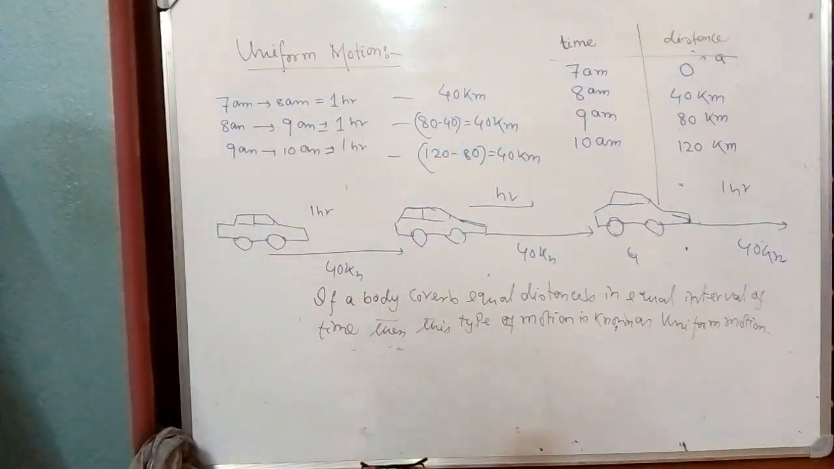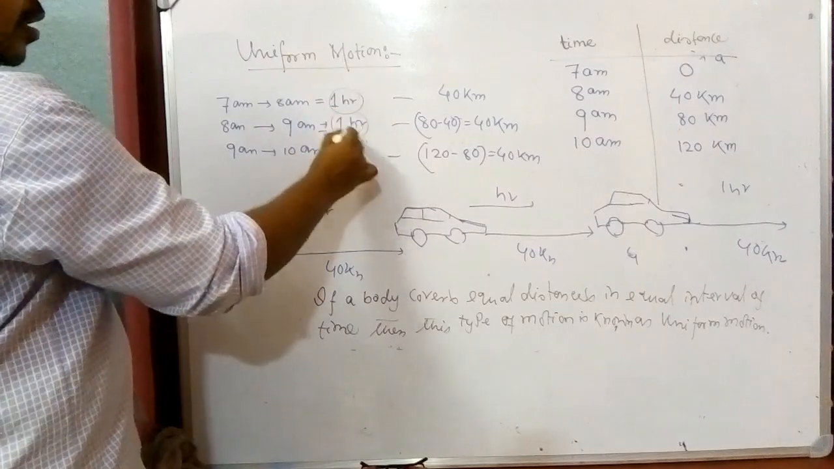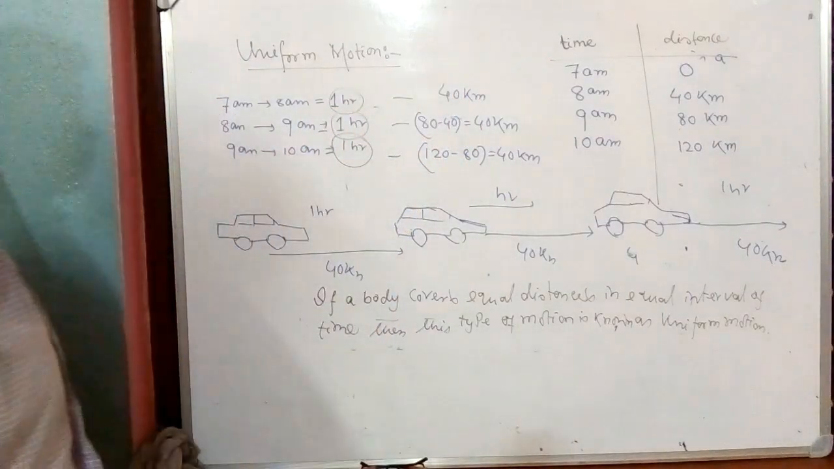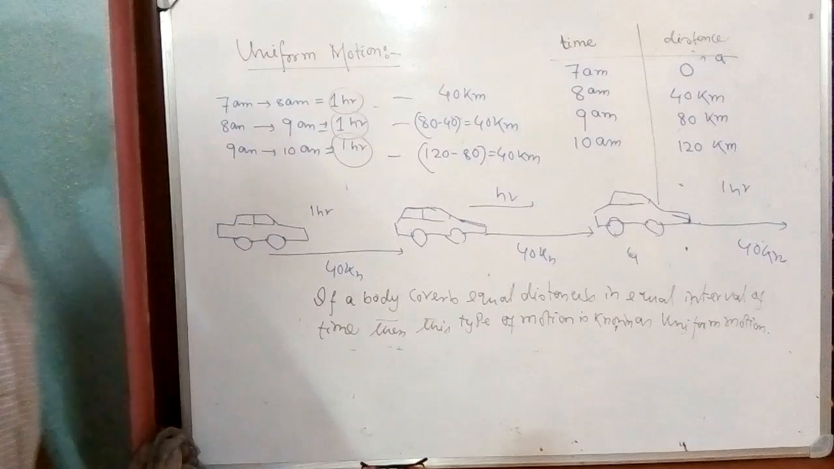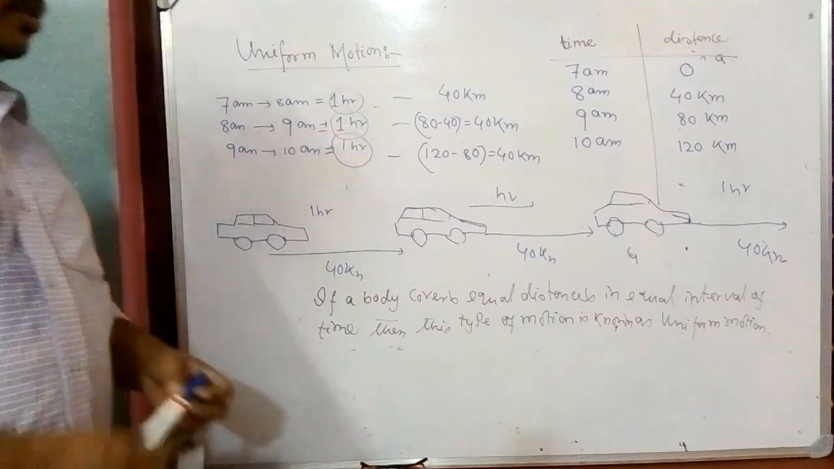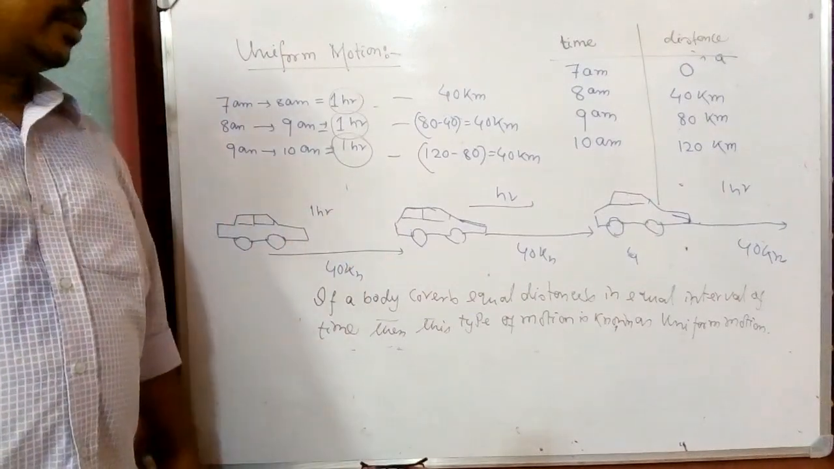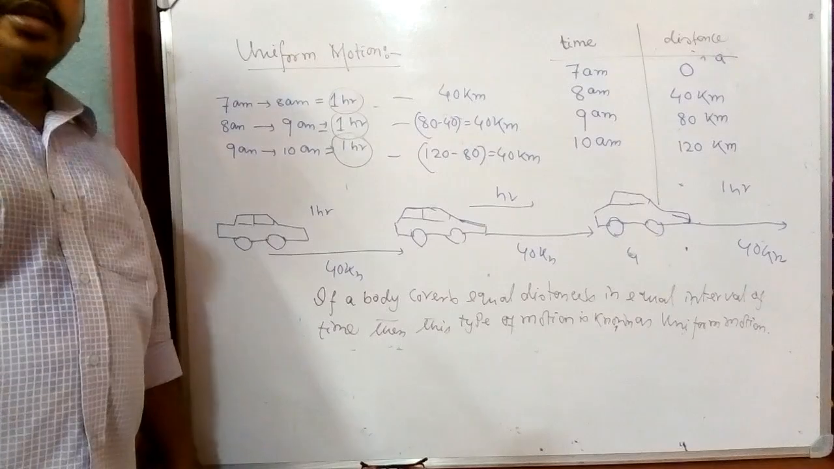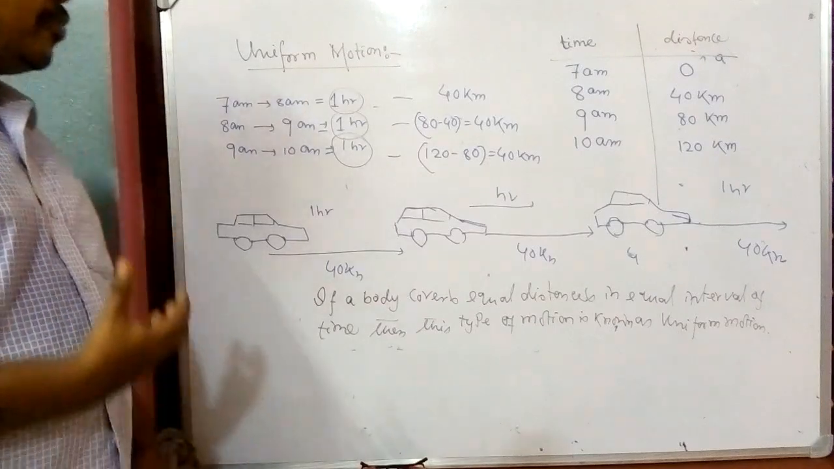What do we say? That in every equal time interval, the body covers equal distances. So what is the equal time interval here? 1 hour. That is your time interval. So every 1 hour, how much distance does it cover? 40 kilometer. So this kind of motion is known as uniform motion. Where do we see this kind of motion? Whenever a car moves on a clear road, where there is no traffic, we see almost in every equal time interval, the body covers equal distances. That type of motion is uniform motion.